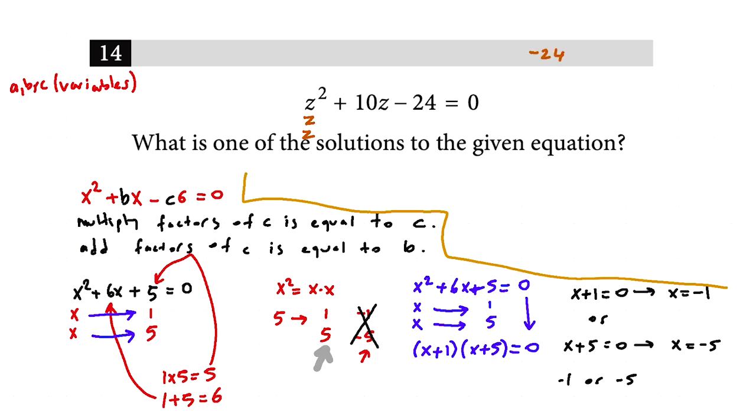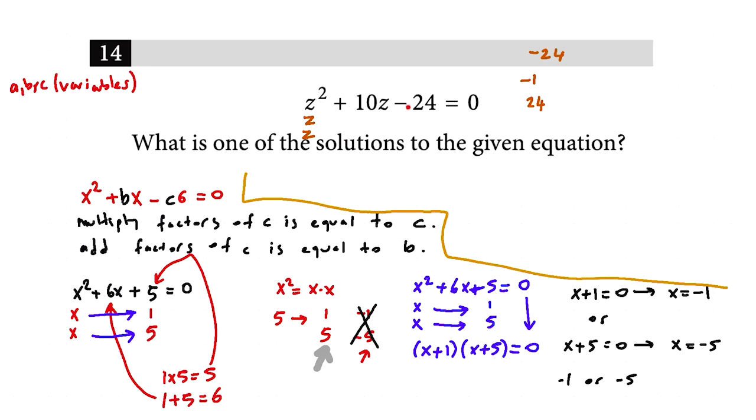The easiest one is 1 times 24. Whenever I multiply them, it should be negative 24, so I will just make this negative: negative 1 times 24 is negative 24. Whenever I add them, it's 23. Is it the number in the middle, positive 10? It's not. Okay.